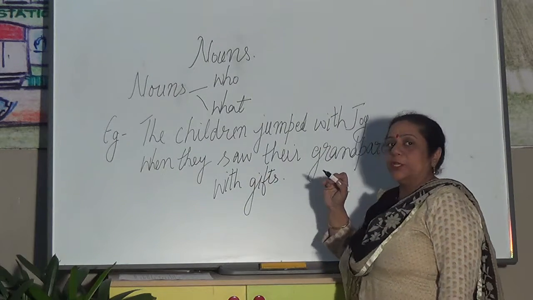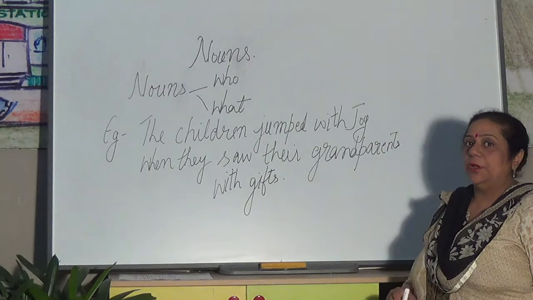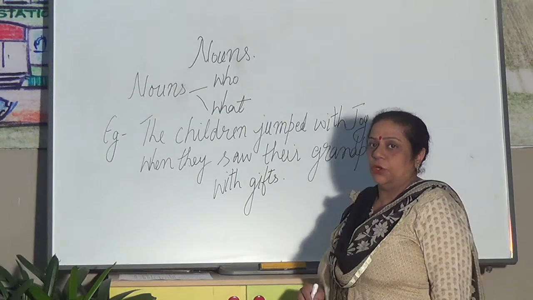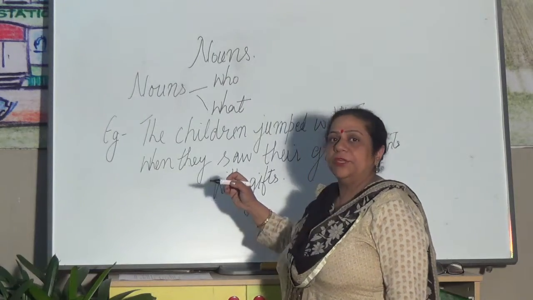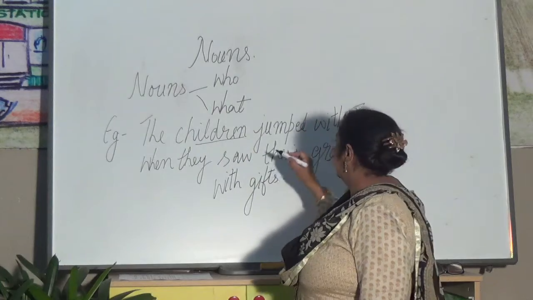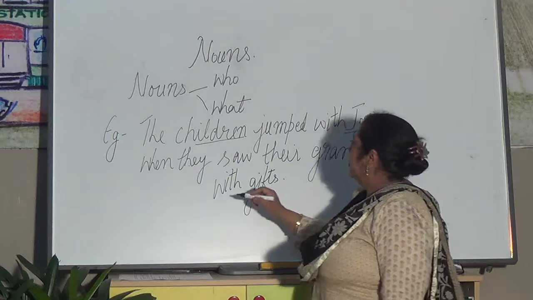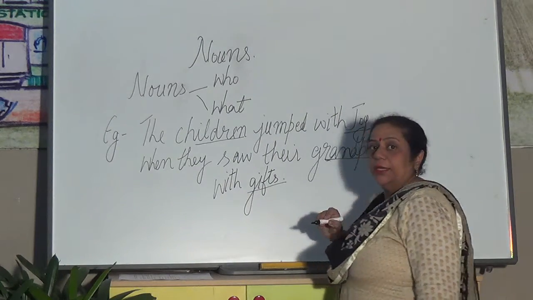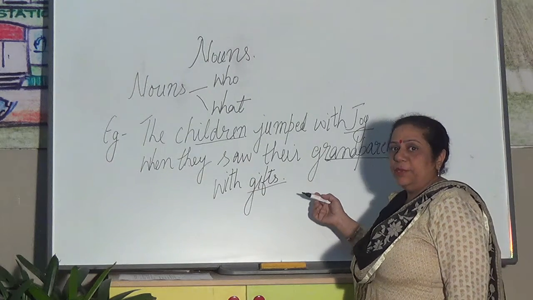As you must have studied in your previous classes, a noun is the name of a person, place, animal or thing. And we add on to this that it also includes categories of emotions or an idea. Let's see here whether we are finding all these categories. Children is persons, joy is an emotion, grandparents are again people, gifts are things, and it also includes names of all animals around us.